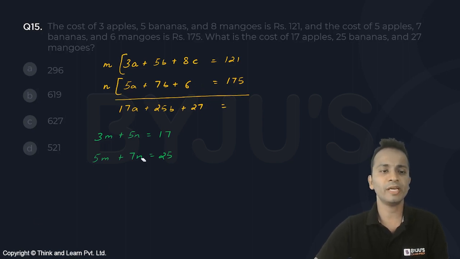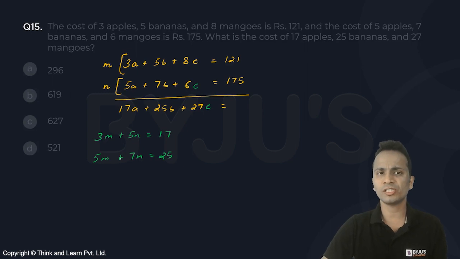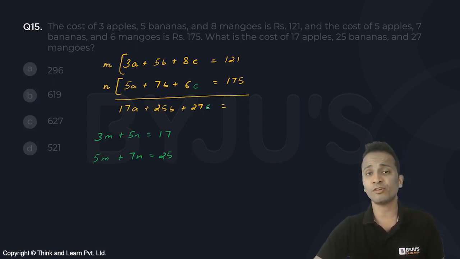I had written m for mango here. I've written m for mangoes. It should be c. So I'll simplify these two equations. I'll get the values of m and n. We'll check it for the third set of variables.